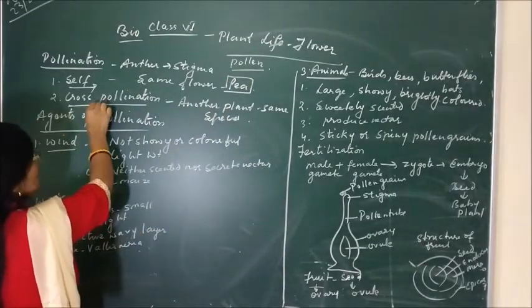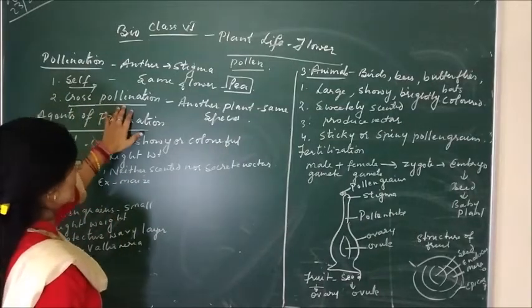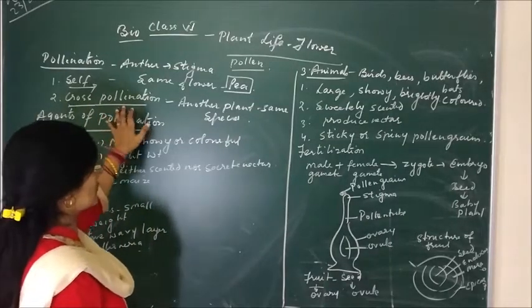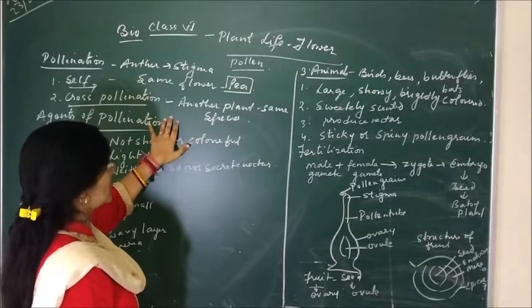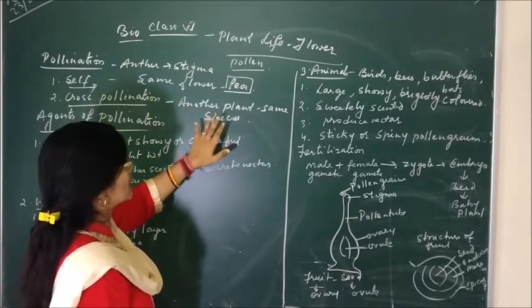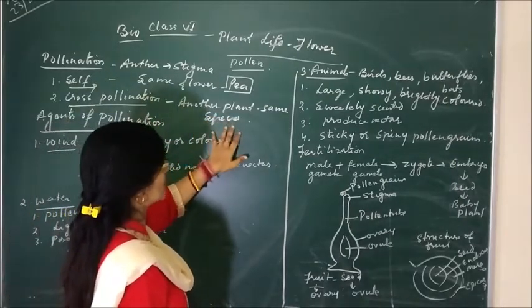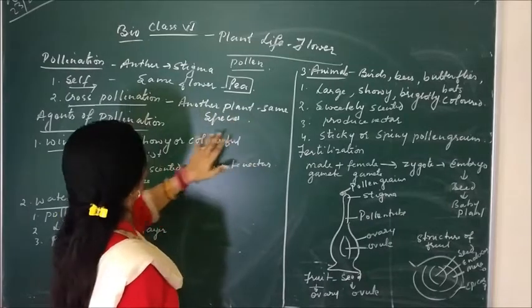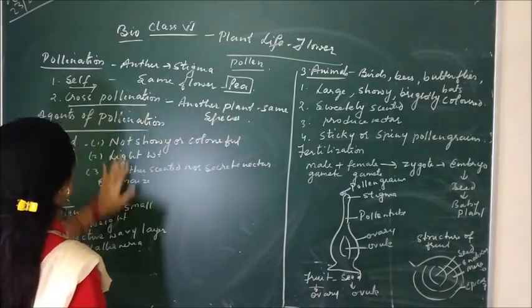But in cross-pollination, what happens is that pollen is transferred from the anther of one flower to the stigma of another flower of the same species, on a different plant. That process is called cross-pollination.